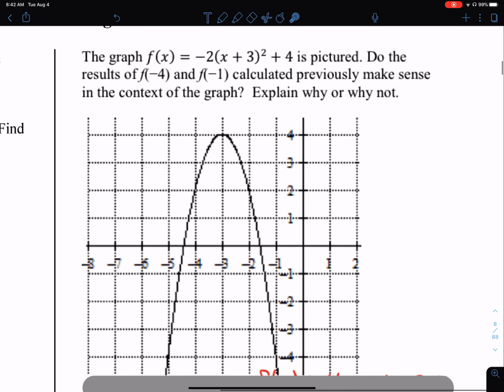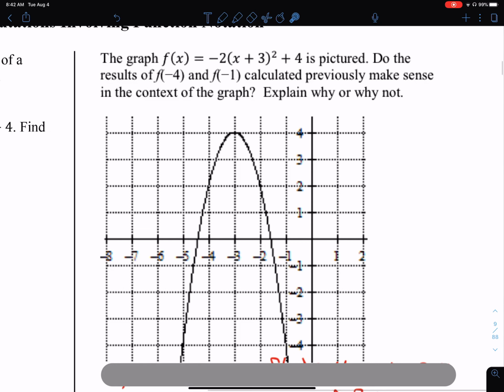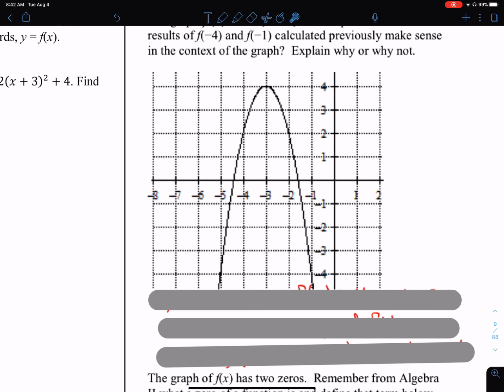All right, let's check this out. The graph of f of x equals this parabola, and it's pictured. Do the results of f of negative 4 and f of negative 1 calculated previously make sense in the context of the graph? Explain why or why not. Well, f of negative 4 gave us 2. Let's look at our graph. When x is negative 4, is y the value 2? It sure is. So let's answer that.